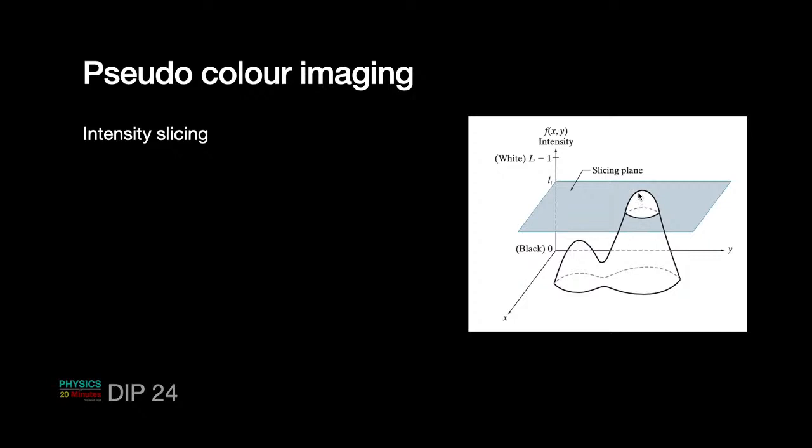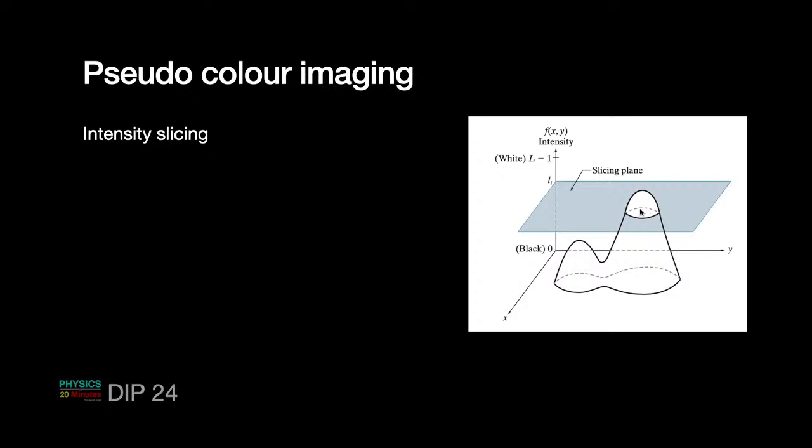Okay, so now intensity slicing comes into the picture. You slice, take one plane, an intensity plane. This is one intensity plane. Now once I've chosen it, I know that it only cuts through this part, only this part of the image is in this plane. The rest of the image is not in this plane, it's below, only this part.